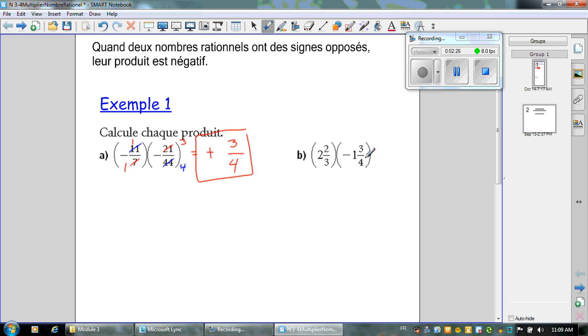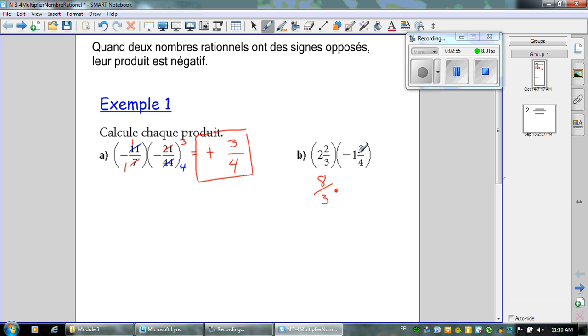Okay, here. Before moving any farther, I need to change these mixed numbers into improper fractions. So I need to take my integer, my whole number, and change this so that it's just an improper fraction. So thirds, how many thirds does it take to make a whole? It takes 3, so I have 2 wholes, so that's 6 thirds. Plus I have another 2, so that's a total of 8 thirds that I'm multiplying with.